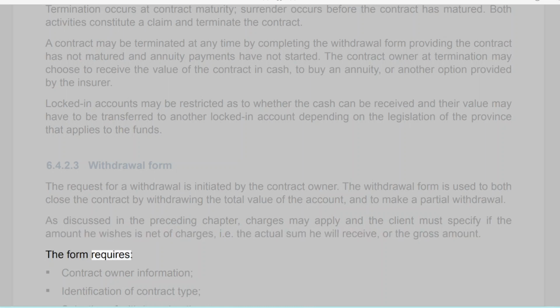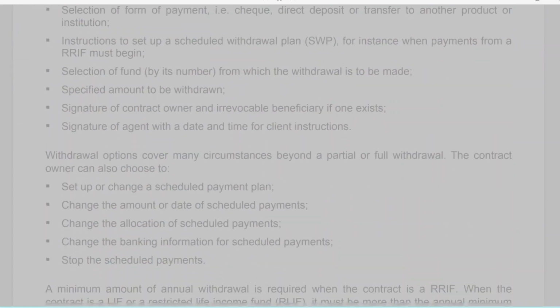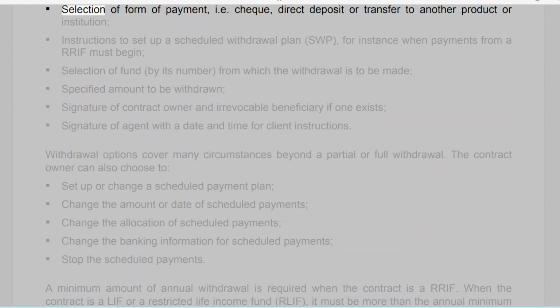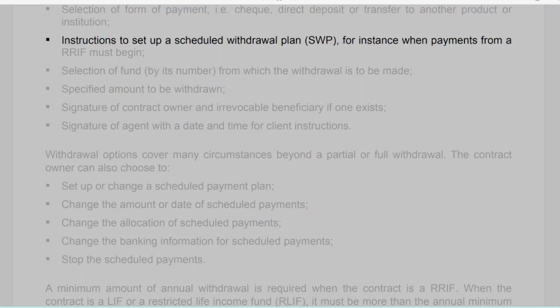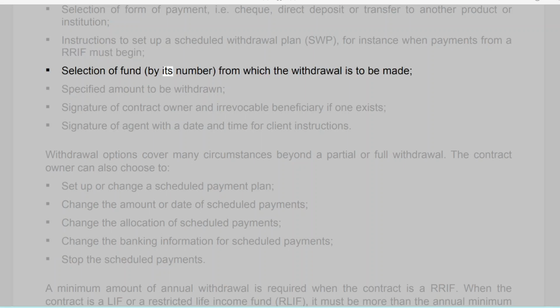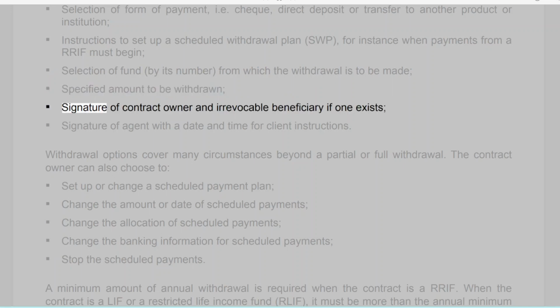The form requires: contract owner information, identification of contract type, selection of withdrawal options, selection of form of payment, i.e. check, direct deposit, or transfer to another product or institution, instructions to set up a scheduled withdrawal plan, SWP, for instance when payments from a RRIF must begin, selection of fund, by its number, from which the withdrawal is to be made, specified amount to be withdrawn, signature of contract owner and irrevocable beneficiary if one exists, signature of agent with a date and time for client instructions.